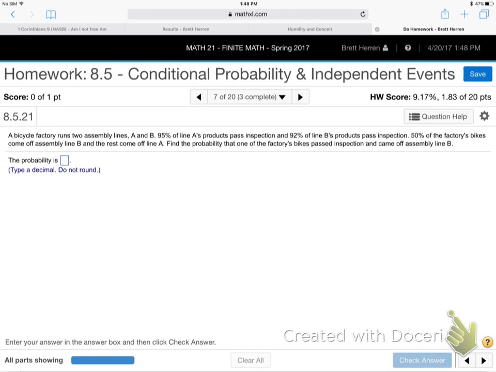All right, so Bicycle Factory runs 2 assembly lines, A and B. 95% of line A's products pass inspection, and 92% of line B's products pass inspection. 50% of the factory's bikes come off assembly line B, and the rest come off A. Find the probability that one of the factory's bikes passed inspection and came off assembly line B.